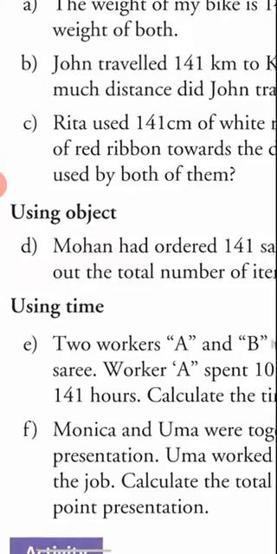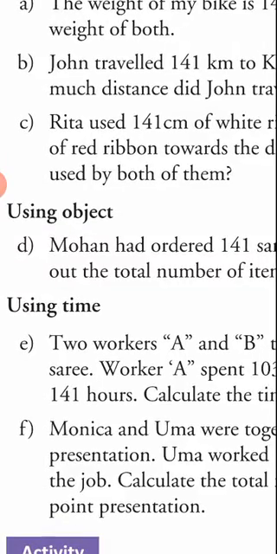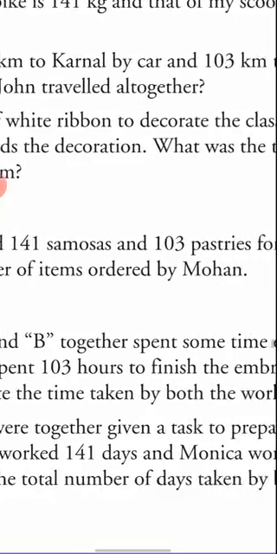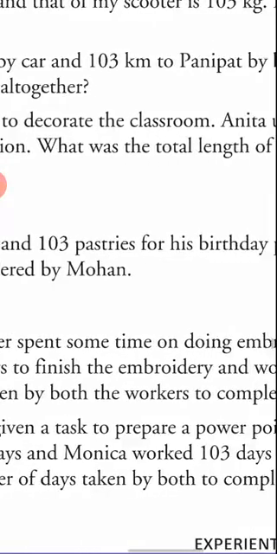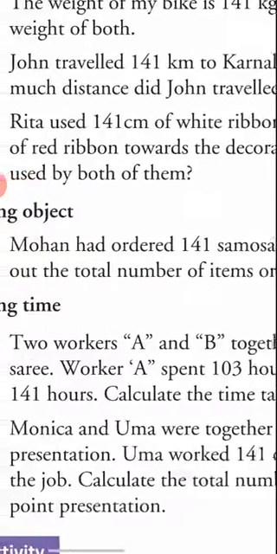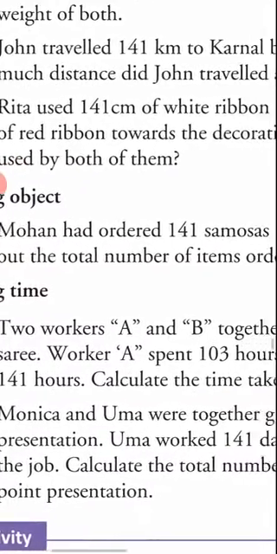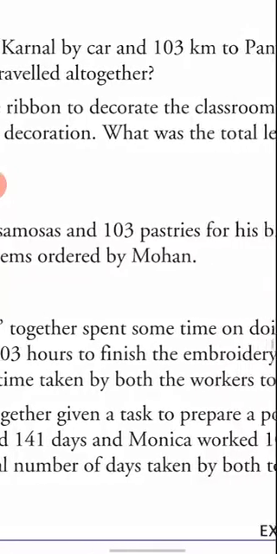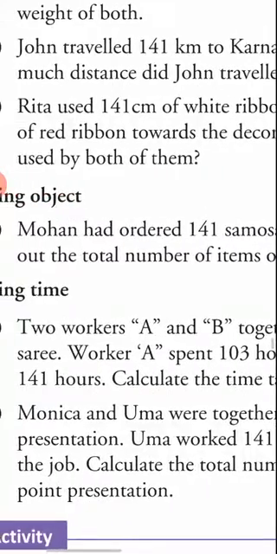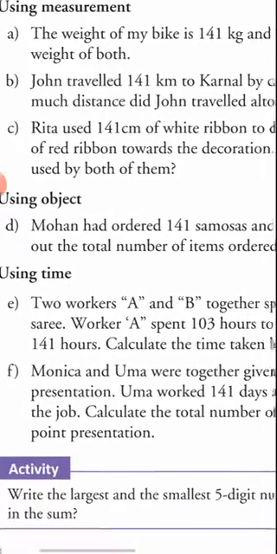Similarly, in C part, you can see Rita used 141 centimeter of white ribbon to decorate the classroom. Anita used 103 centimeter of red ribbon towards the decoration. What was the total length of the ribbon used by both of them?